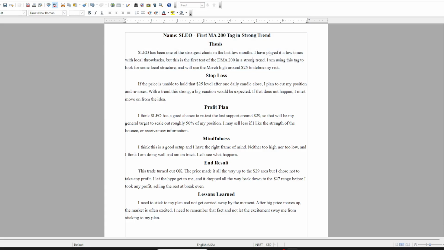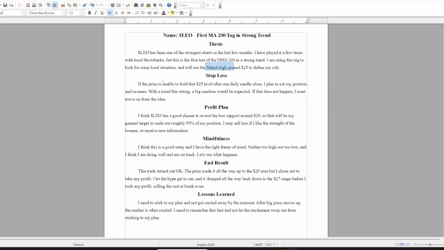Oftentimes the price will hold there, but you're going to use this technique along with some nearby horizontal level. That's what I mean when I say I'm going to look for local structure using the March high. It's a made up chart. So imagine there's some high that's nearby that lines up with the MA 200.